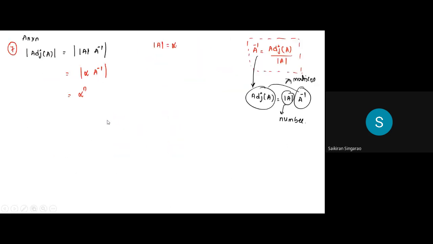Same way, alpha is a number. If you try to get this number outside this determinant, whatever is the order, that will come as a power of this. And what will come here? It will come here as determinant of A inverse. Are you understanding this? Till here, did you understand these two steps, or do you want me to repeat it? Please feel free to ask.